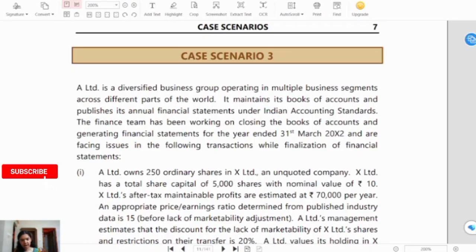So this is part 3 of the video series on solving MCQs from the case scenario booklet for CA Final FR. In this video we will try to solve case scenario number 3. I request you all to grab a notebook and pen, and you can also start solving this along with me.